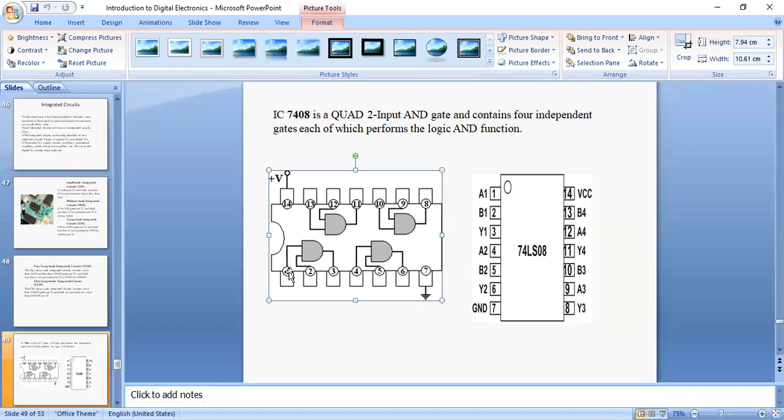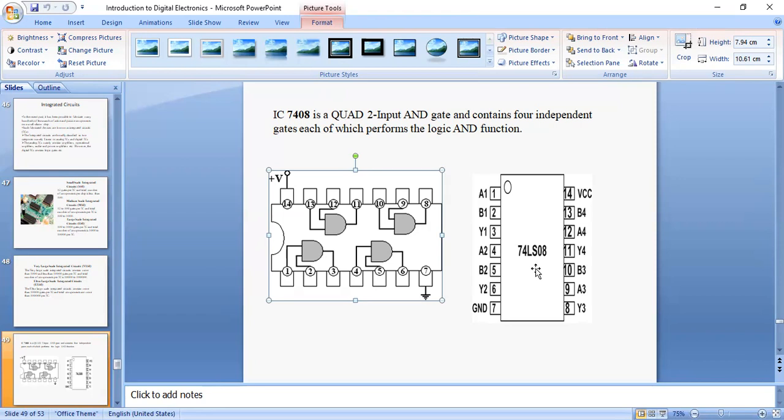So count the pins. By using that, you can connect whichever gate you want. So the identification is by using this symbol only. By using this symbol, this is the first input, second input, and finally the output is coming from here. So this is 74LS08. 7408 performs the logic AND operation.